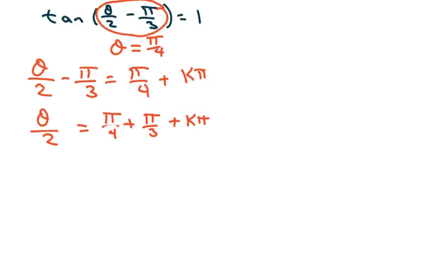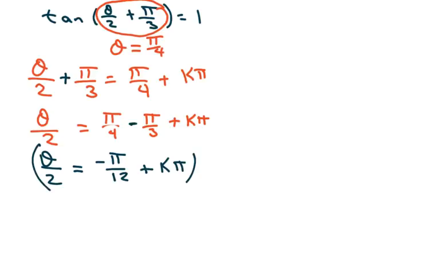And what you're going to get is, actually this was written down wrong. This should have been a plus. So if that's a plus, this is a plus. So this should be a minus. Sorry about that. So what you're going to get is theta over 2 equals negative pi over 12, that's just getting the common denominator, plus k pi. Now multiply everything by 2, so we're multiplying this whole thing by 2, and you get theta equals negative pi over 6 plus 2k pi.